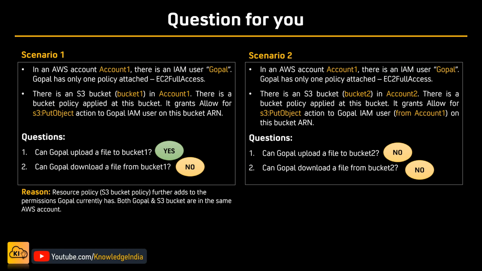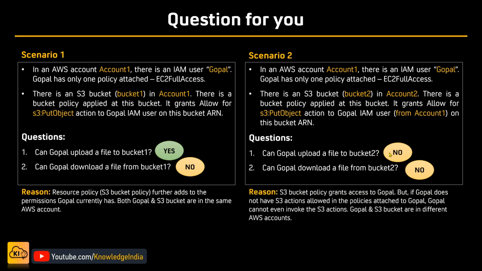further adds to the permissions which Gopal currently has. So Gopal already has EC2 full access. Over and above that, whatever is allowed in the S3 bucket policy, those actions get added to Gopal. So when Gopal tries to execute that, it works because they are both in the same account. The S3 bucket and Gopal both are in the same AWS account.